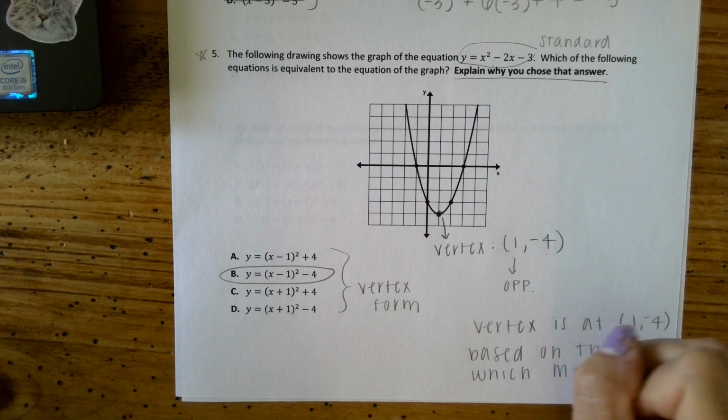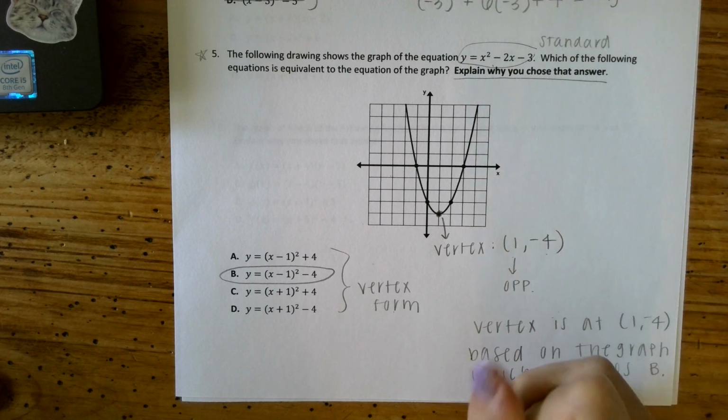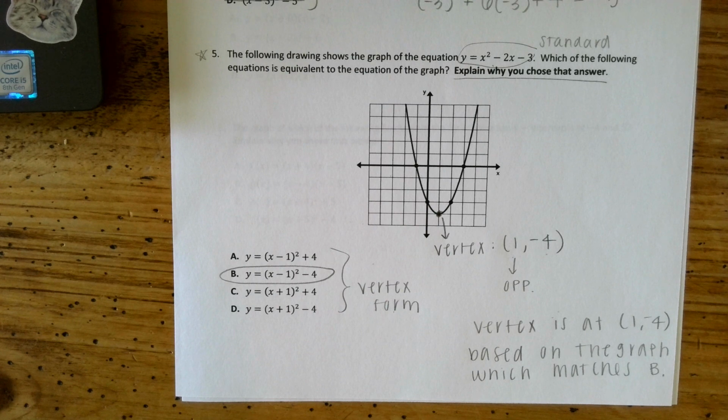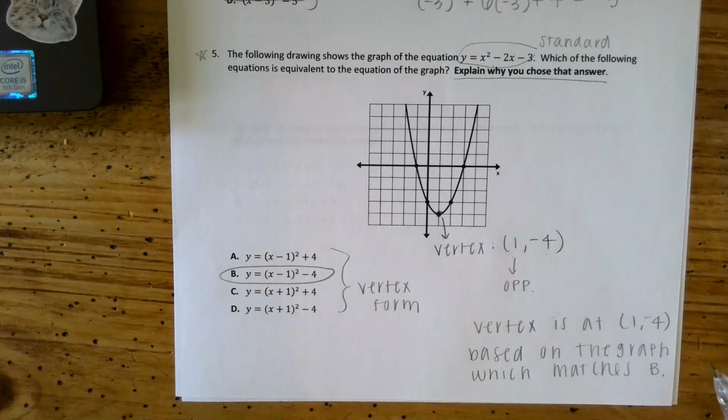Which matches B, and then I would just leave it as that. If you did something different, maybe you typed this equation into your calculator, you could have that as your explanation. Maybe you use negative b over 2a to find the vertex, so you would have that as part of your explanation.